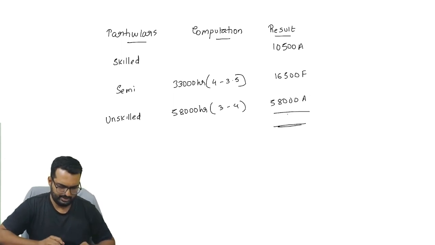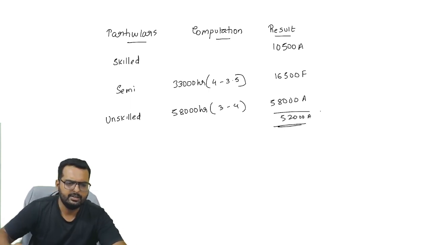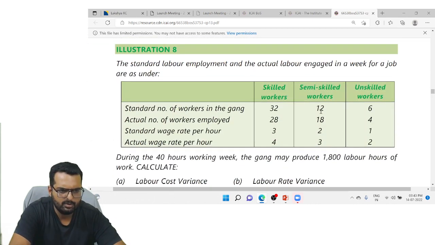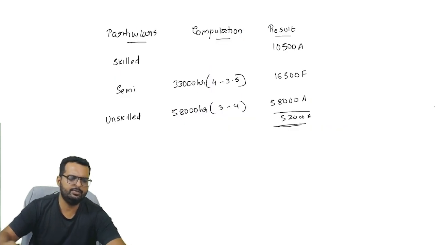All together, if you check, you'll get the answer as 52,000 adverse. Just double check and confirm that is the answer given by your material also. Yes, 52,000 adverse. Write this down and finish it off.